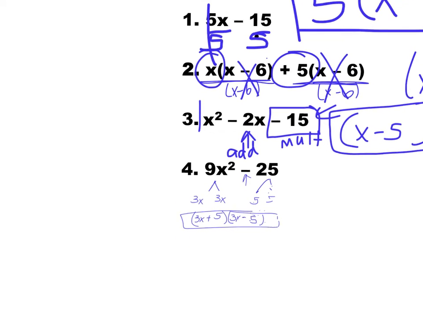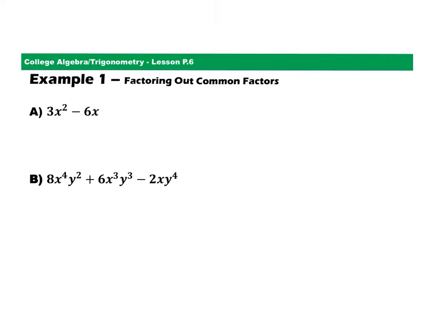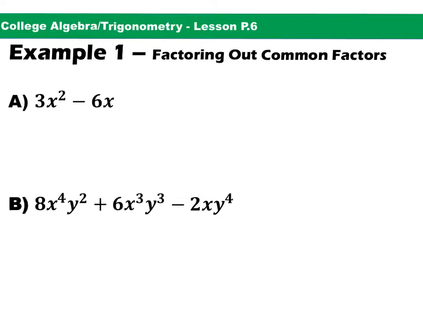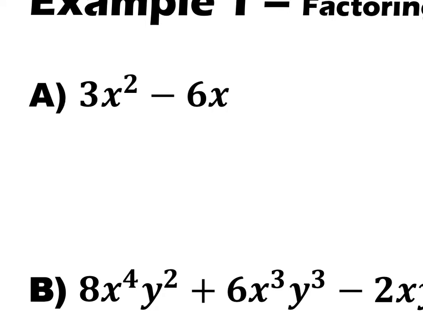Okay? All right, let's scoop. All right, factoring out common factors. Guys, let's go through our list. The first thing we always look for is GCF. Look at 3x squared and 6x. What number can I take out of both of them? A 3. What letter can I take out of both of them? An x. So I'm going to divide everything by 3x.